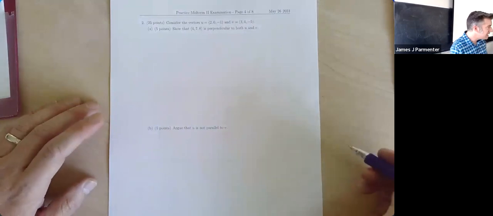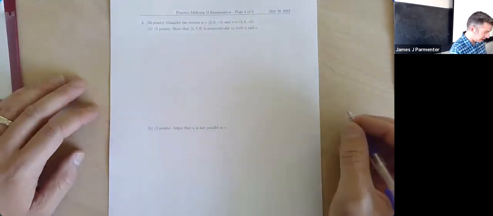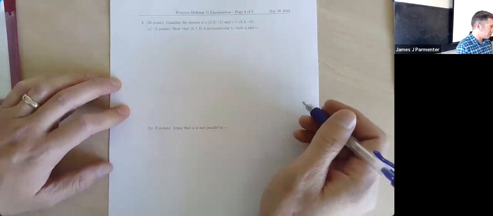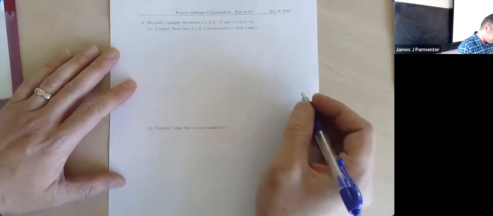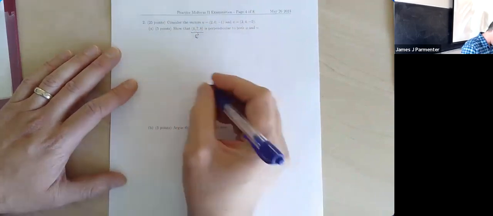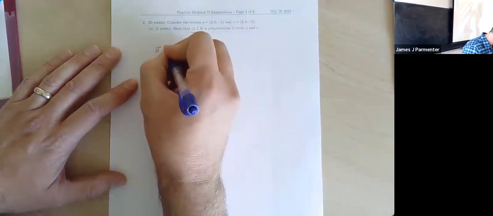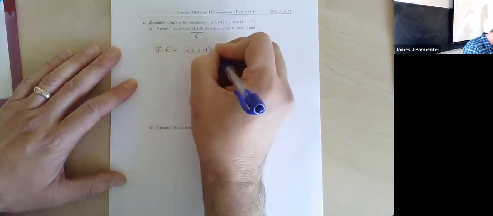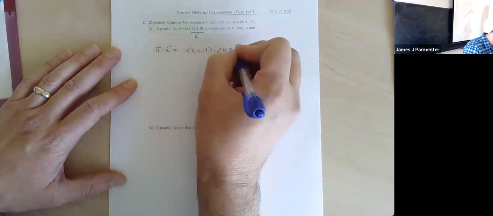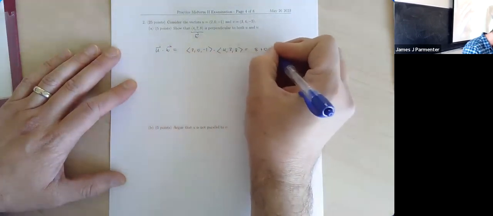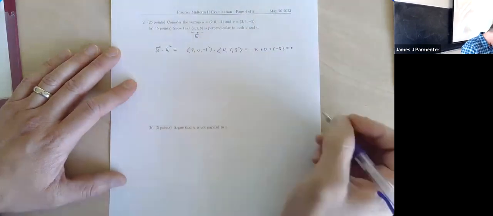Okay, the easiest way to do this would just be to dot that new vector with each of u and v. If I want to show something's perpendicular to two other things, I'm usually just going to take dot products. So I'm going to call this w for a second. Well, u dot w is 2, 0, -1, dotted with 4, 7, 8, which ends up being 8 plus 0 plus -8, which is 0.